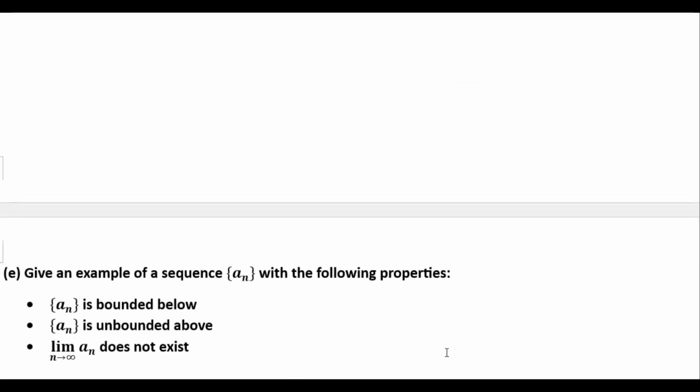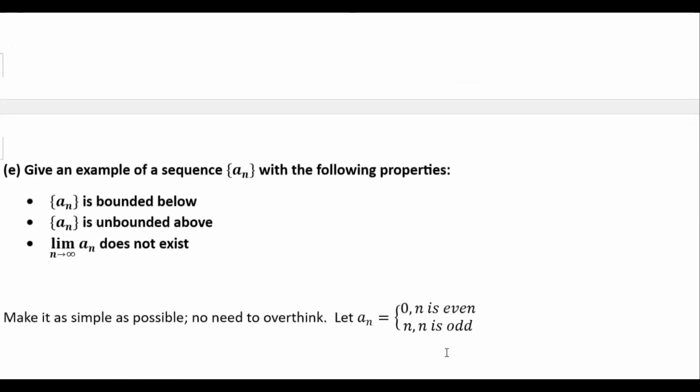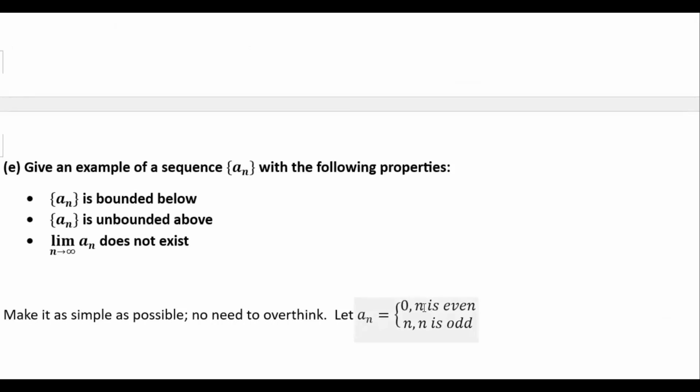Part E, give an example of a sequence with the following properties. a_n is bounded below, a_n is unbounded above, and the limit as n goes to infinity of a_n does not exist. So for these, you probably want to make it as simple as possible. We can just let a_n be 0 when n is even, and n when n is odd. Okay, clearly the limit doesn't exist. It will be oscillating between 0 and some value, right? It's unbounded above because it's growing. As n keeps getting bigger, this n will keep getting bigger. But it's bounded below because the even values are always 0. So it's for sure bounded below. It never goes below 0. So here's an example. Keep it easy.